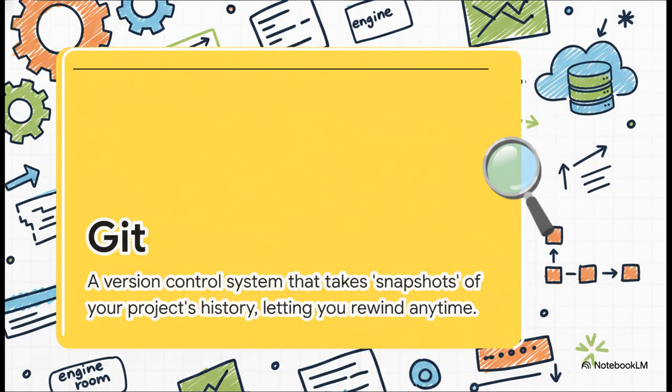At the heart of all this is a tool called Git. And the best way to think about Git is like a super-powered save button for your entire project. It takes these snapshots of your code's history. So if you ever make a mistake, and trust me, you will, you can just rewind time to a version that worked. It's an absolute lifesaver.